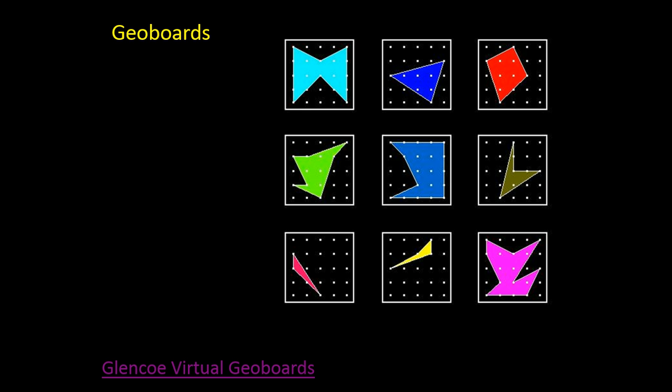So you can see lots of designs here that are made on geoboards. Certainly none of them fit the shapes that we've looked at, the triangles or the rectangles or the parallelograms, but we can find the area of all of these shapes that you see. So let's just take a look at a few of these.